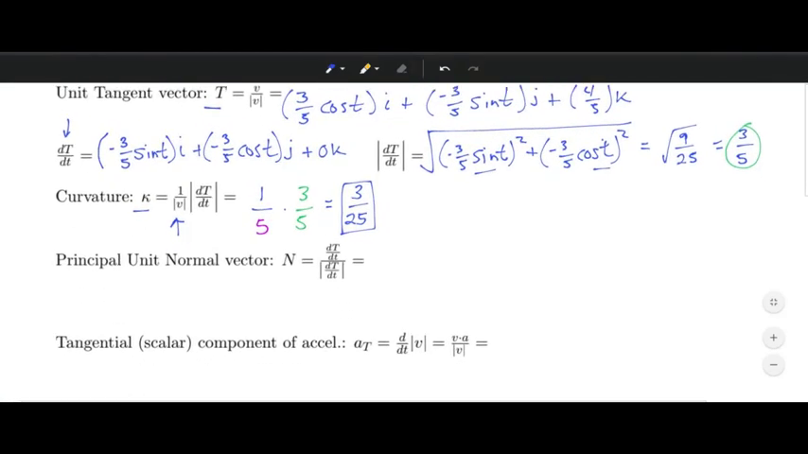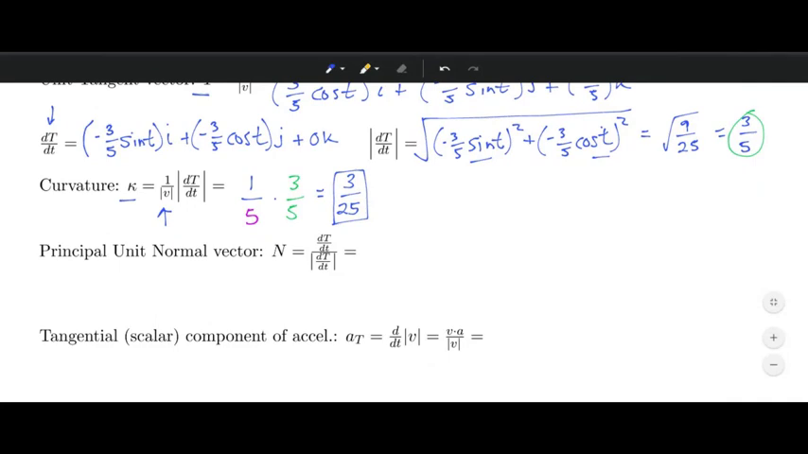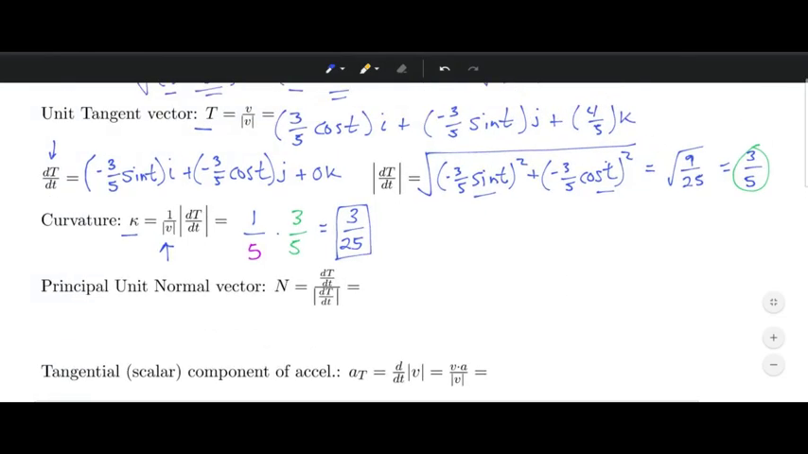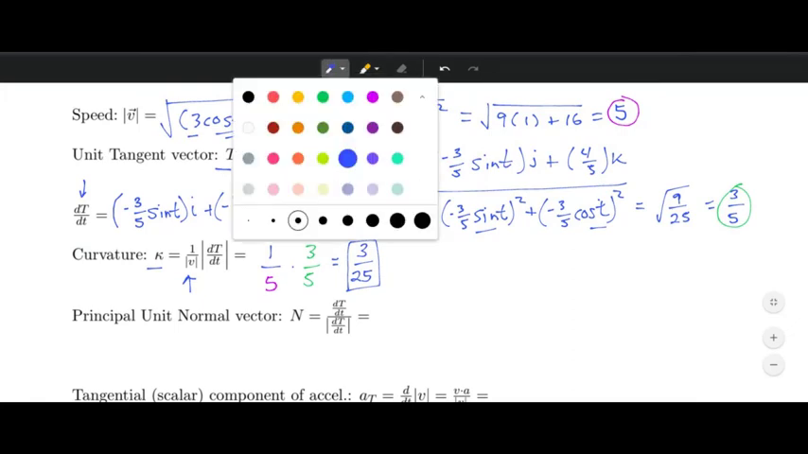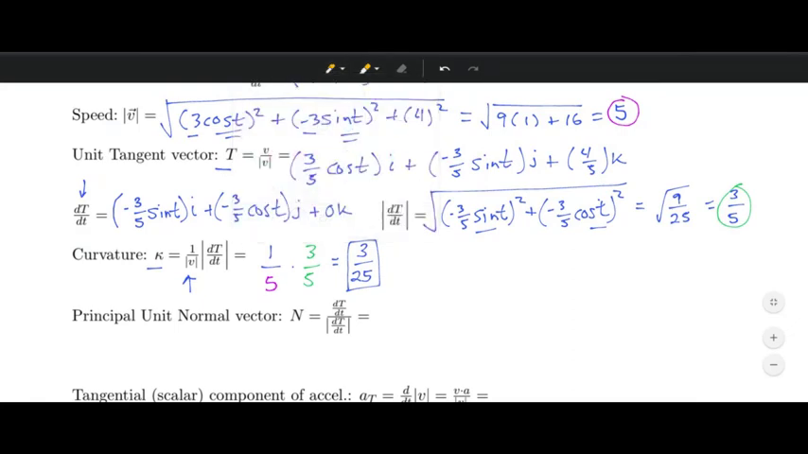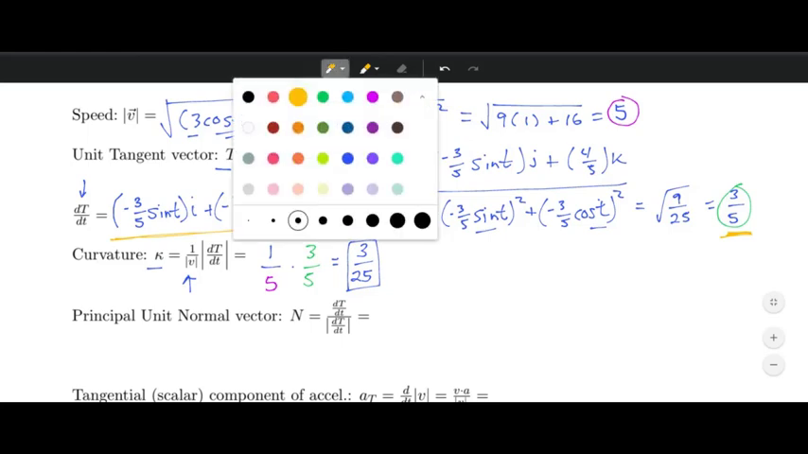Next is our principal unit normal vector, n. We found everything we need to find this normal vector. It's just the derivative of T divided by its magnitude. We've already found those things, so let's just highlight that really quick. We have this vector, which was the derivative of T, and we're just going to divide it by its magnitude to get this unit normal vector, N.